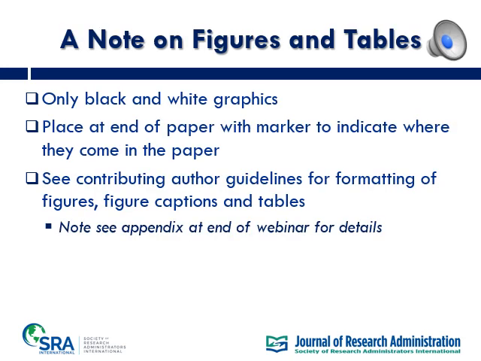You may find that the best way to present your results will be in the form of a graph, a figure, or table. Note that only black and white graphics are allowed in the JRA. You should indicate where they need to go in the finished paper, but you need to place them at the end when you send your paper in for review. The JRA's Contributing Author Guidelines has very specific instructions on how to present figures and tables.